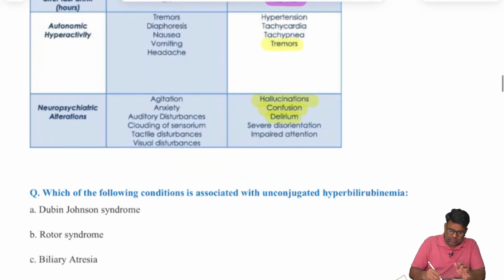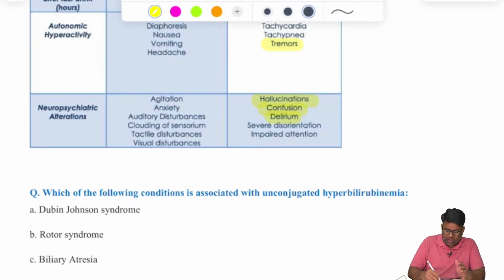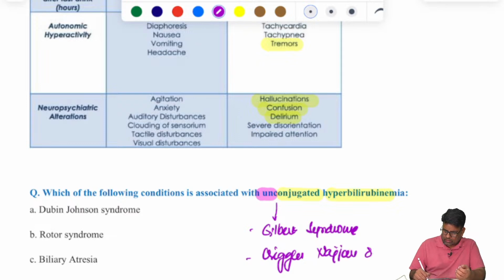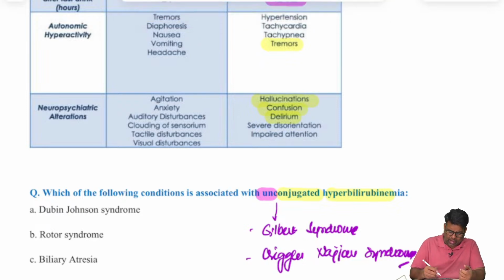Now, next question. This again we have already discussed, about unconjugated type of hyperbilirubinemia. You have to just think of two conditions. One is Gilbert syndrome, and the second is Crigler-Najjar syndrome. Here, think of two conditions, very straightforward thing. So you will mark the answer as Gilbert syndrome, right?